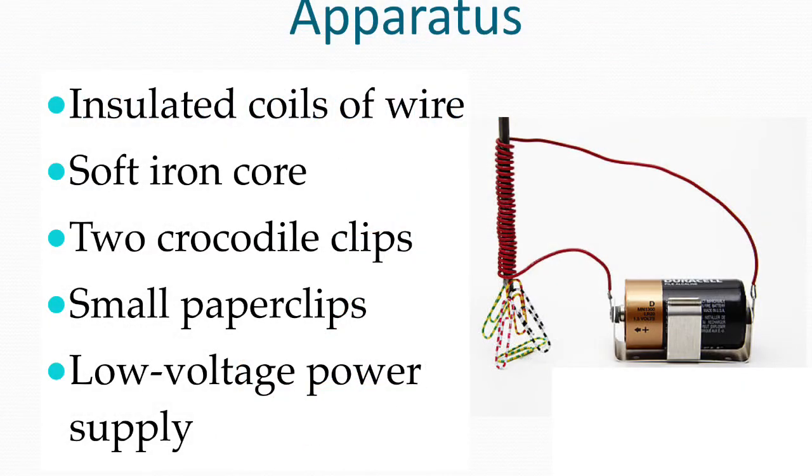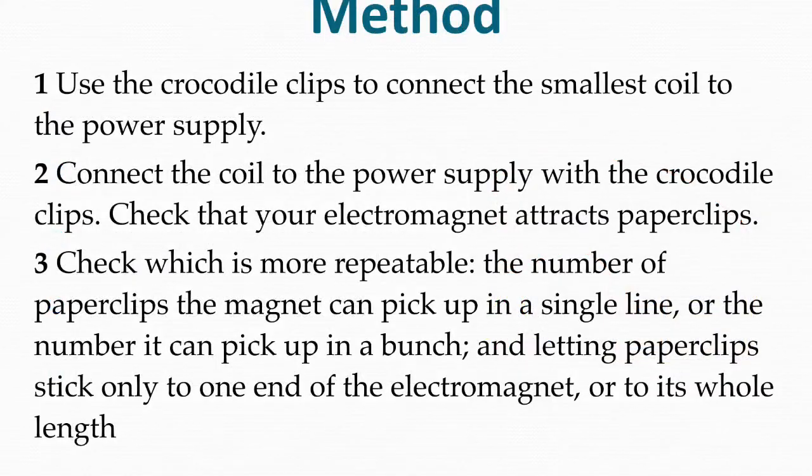In addition to the apparatus we've already mentioned, you'll also need some paper clips. So to start with, we'd connect the coil of wire to the power supply and then check that it acts like an electromagnet and is able to pick up the paper clips. And then we'd have to investigate whether balancing the paper clips in a single line or counting the total number of paper clips we're able to pick up would give us the most repeatable set of results.